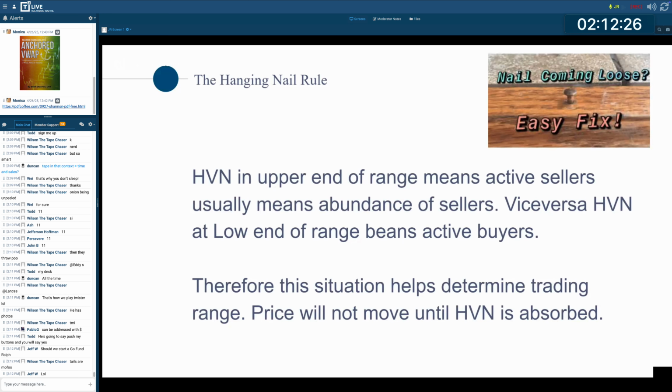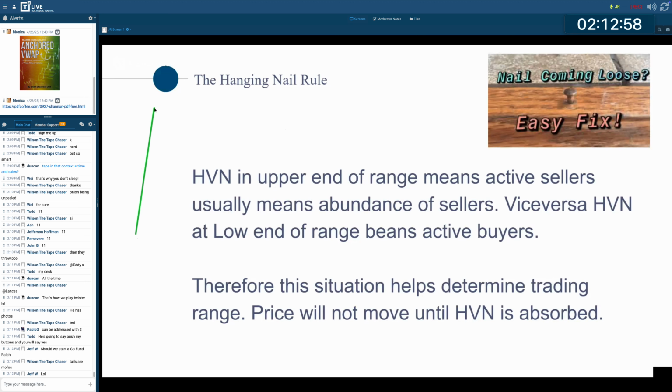All right. So a high volume node in the upper end of the range means active sellers. Usually means an abundance of sellers. Vice versa, a high volume node at the low end of the range means active buyers, if you're seeing topping and bottoming tails. Therefore, the situation helps determine the trading range. Price will not move until the high volume node is absorbed. Key term here: absorbed. I've mentioned this in passing before. This is super important.